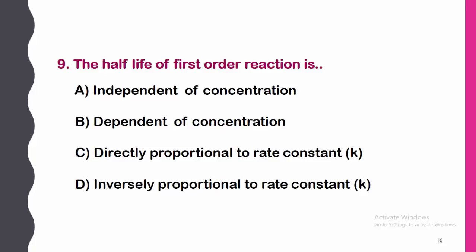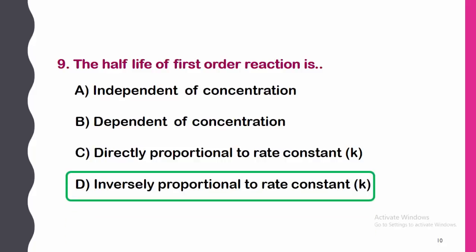So T half is equal to 0.693 upon K1 or K. Here K is nothing but the rate constant. From that formula we can definitely say this is inversely proportional to the rate constant, that is 0.693 upon K. So time and K are inversely proportional to each other. Therefore option D, inversely proportional to the rate constant, is the answer. Okay, let me see the last question.